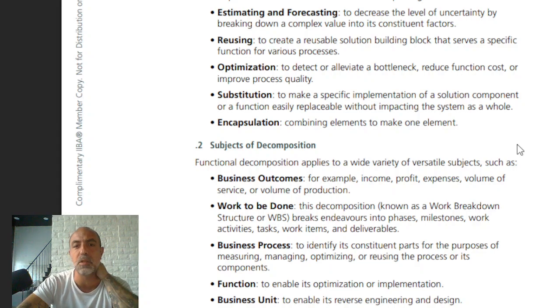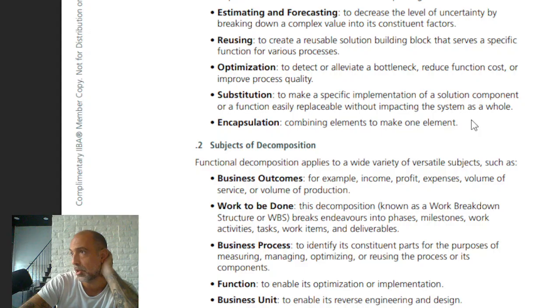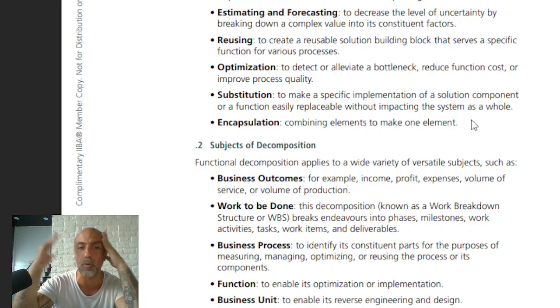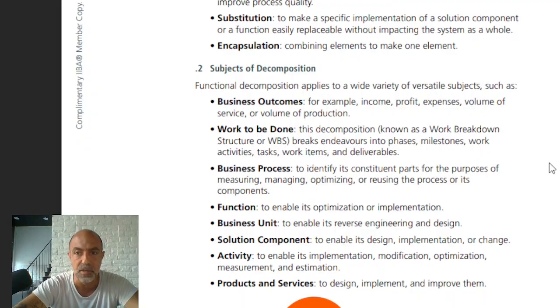And there's substitution as well, to make a specific implementation of a solution component or function easily replaceable without impacting the system as a whole, right? Encapsulation, combining elements to make one element. The substitution is interesting because you can always take parts and exchange them. For example, the wall, does it really need blocks? If we have a big room with 3-4 walls, but we need a partition in the center, we don't necessarily have to do it as a wall. The same applies to everything when it comes to structure, because some structures are not that intense, and some other structures need the intensity.